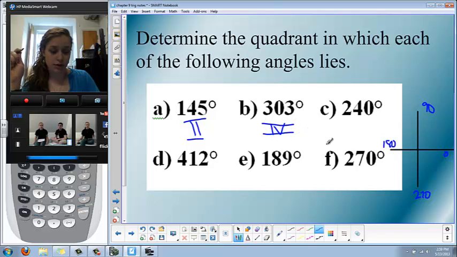I'm sorry that I have to go fast through this stuff, but I think that you get it. 240 degrees, that's all the way down here in the third quadrant. If you want to pause the video at any time and do these for yourself before I get to them, that's perfectly fine.